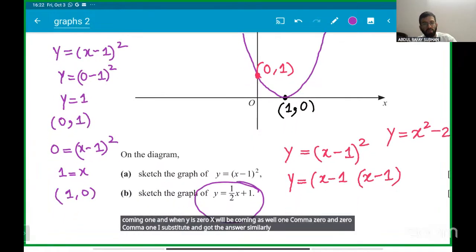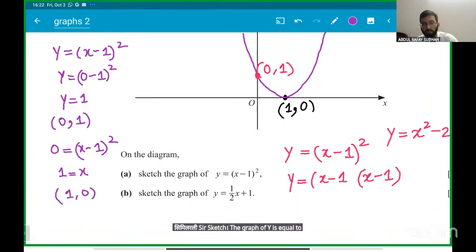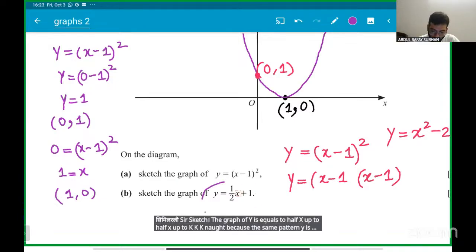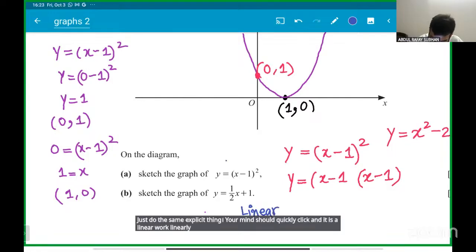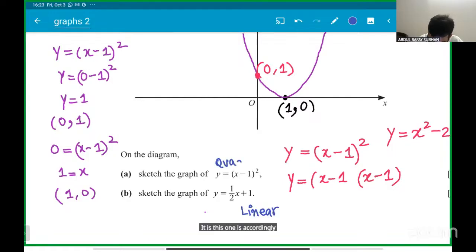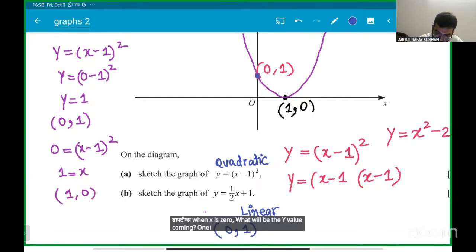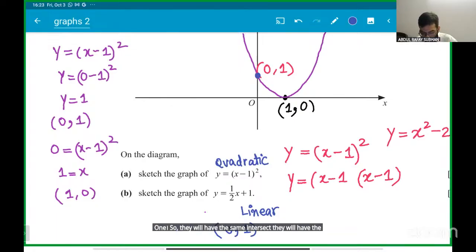Similarly, sketch the graph of y equals half x plus 1. It should be clear because it's the same pattern. Just do the same; your mind should quickly click. This one is a quadratic graph and that one is a linear graph. When x is 0, what will the y value be? 1. So they will have the same intercept.